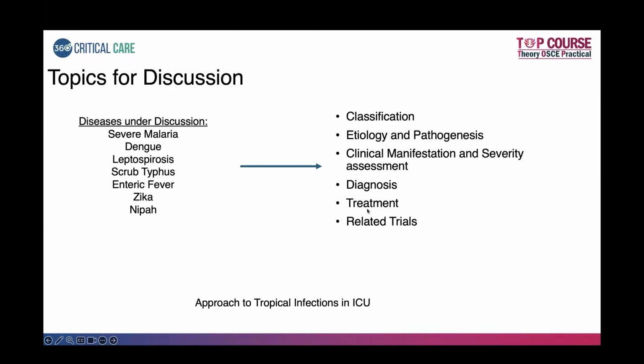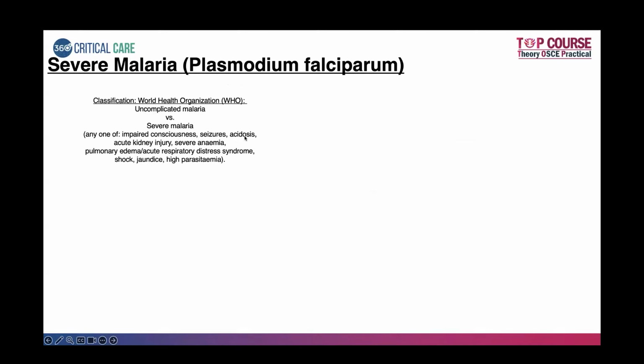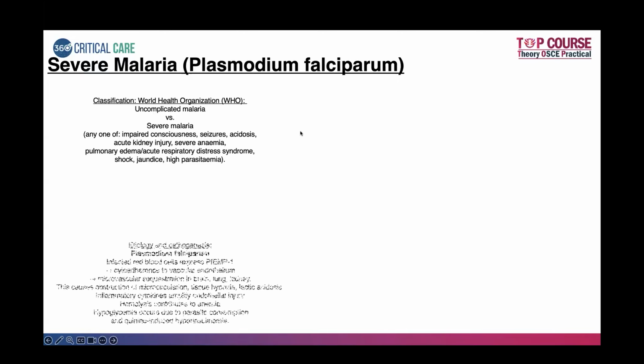Now, severe malaria is defined as any one of the above: impaired consciousness, presence of seizures, acidosis, acute kidney injury, severe anemia, pulmonary edema, ARDS, shock, jaundice, or high parasitemia. So, if any of these features are there, then it comes as severe malaria.